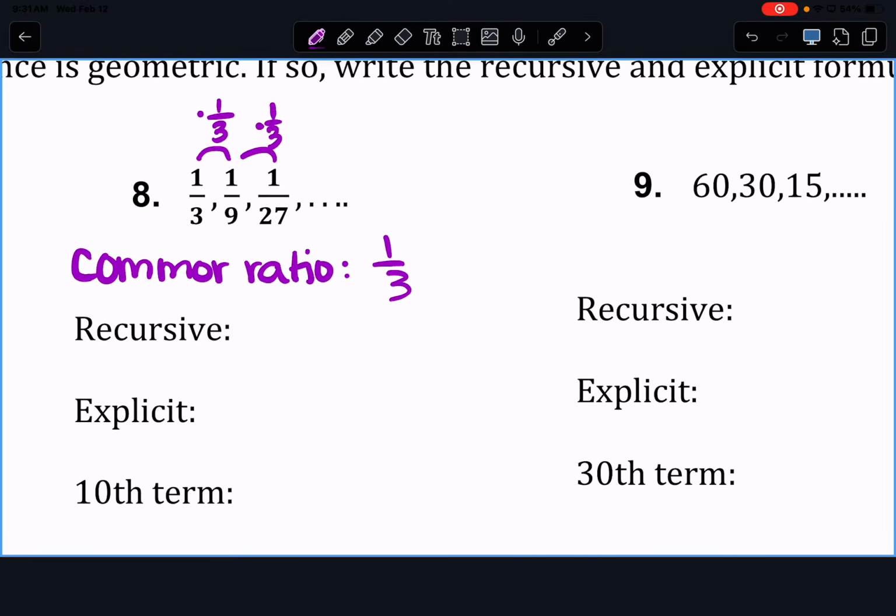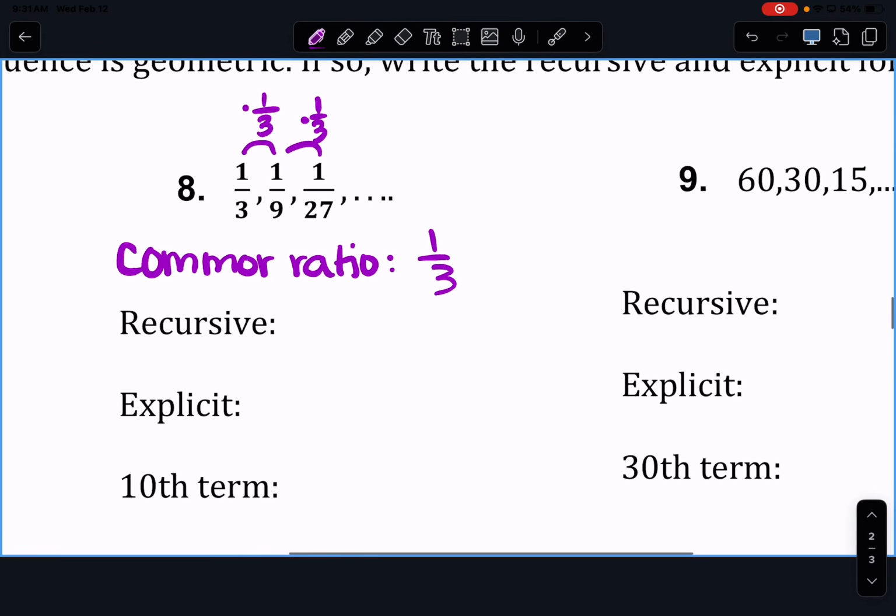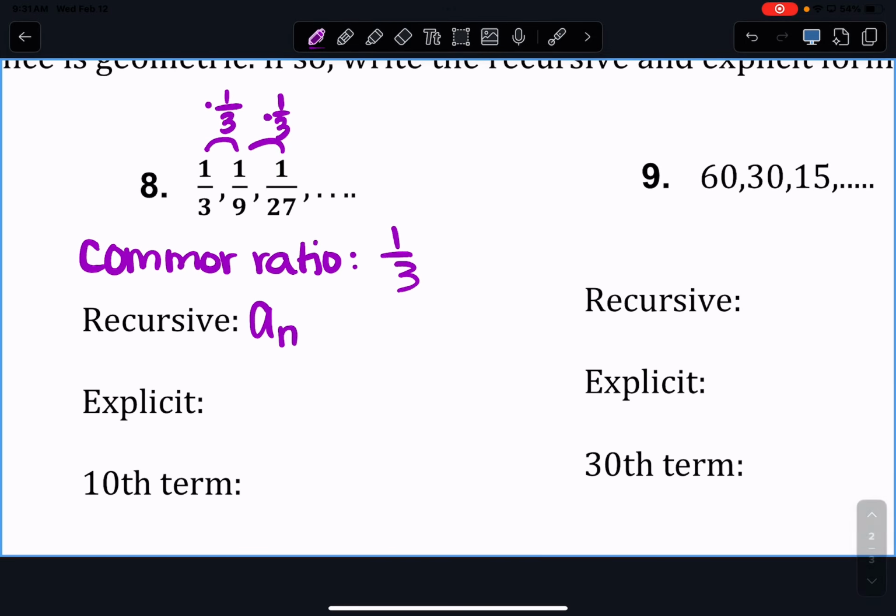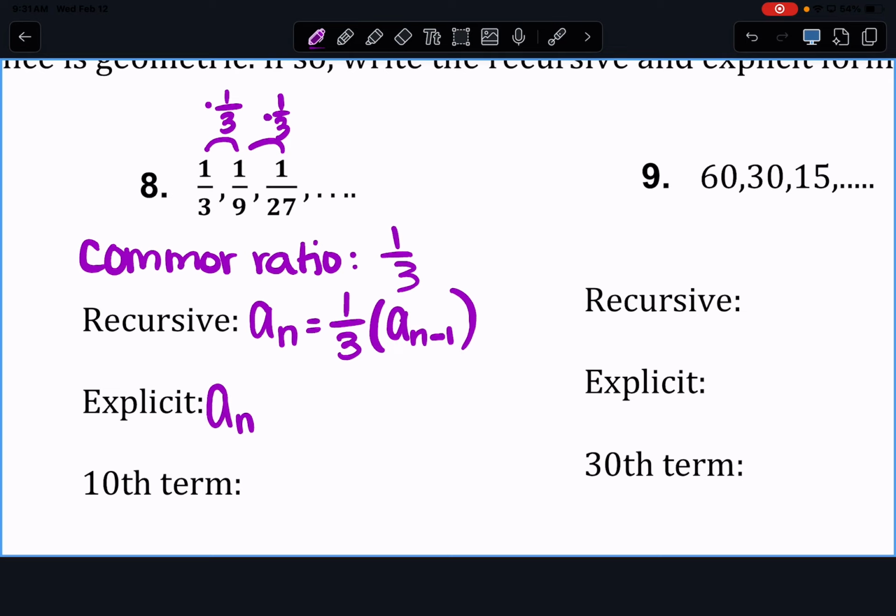So now we're going to just take that and write our recursive formula. So we're going to do a_n is equal to 1/3 times a_(n minus 1). We only plug in for the r because the other stuff is dependent on what the question asks us to find. Now we're going to do explicit. a_n equals 1/3 times 1/3 to the n minus 1. Perfect. Because for this one, I had to use my a_1 term.